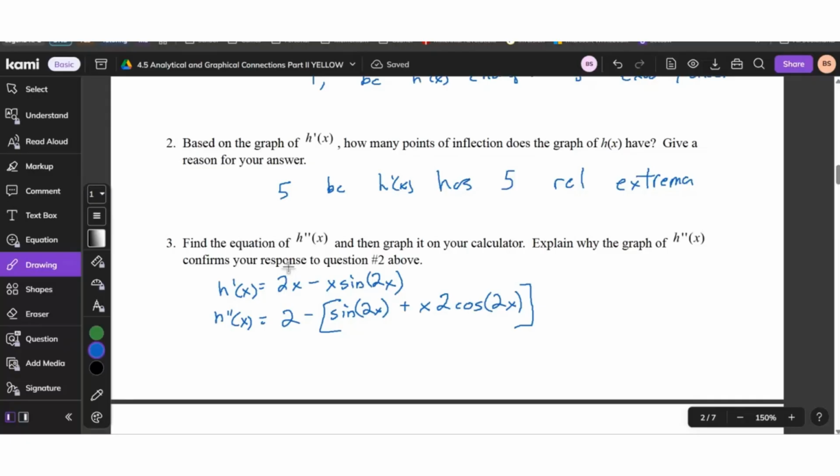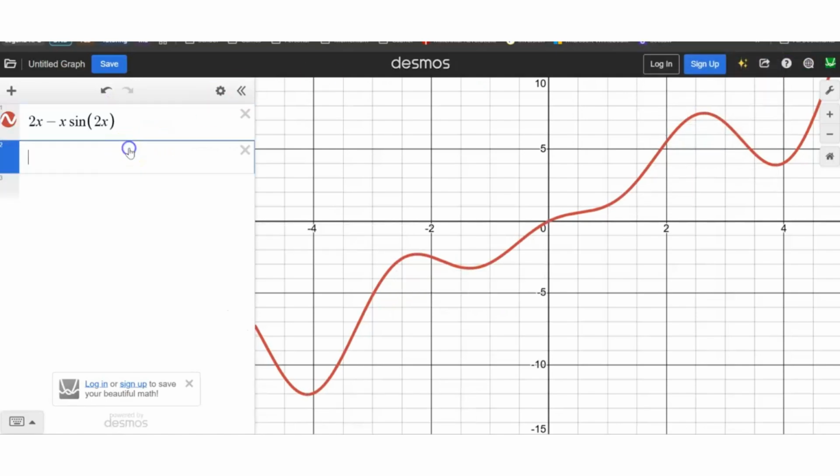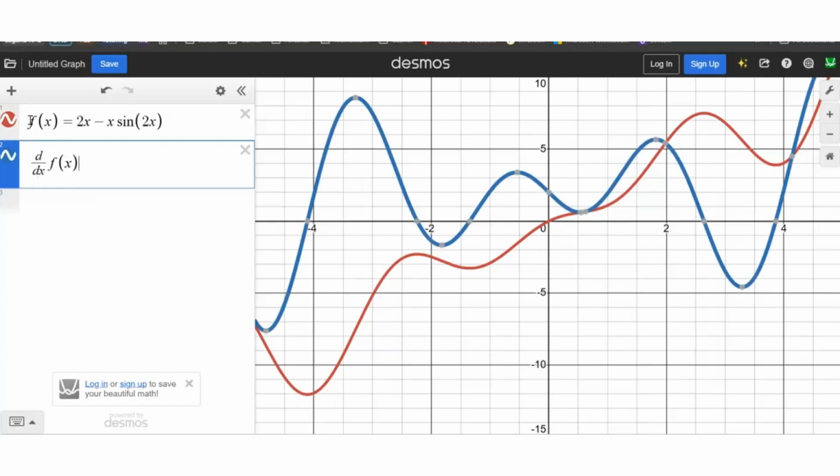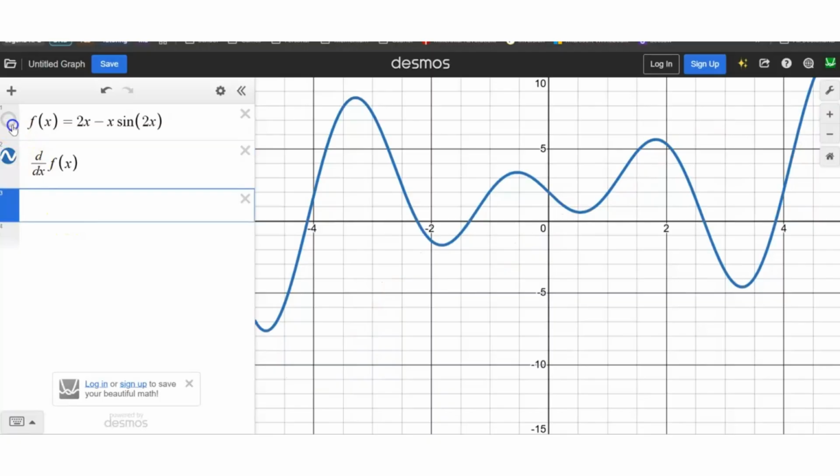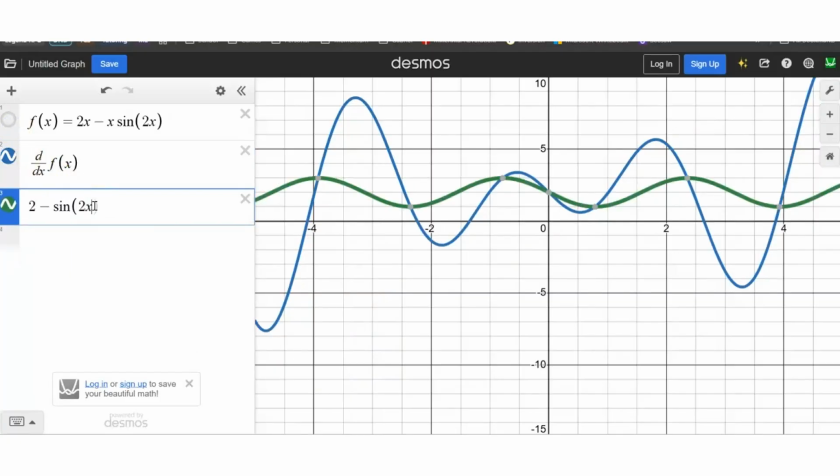And then I said to graph it and confirm our answer. So let's graph it. We can even do it the fancy way. We can call this f of x, and then we can say d dx of f of x. Now, just to prove to you that that is actually what we needed, this was 2 minus sine 2x minus 2x cos 2x. There, see? So you can take the shortcut or not, doesn't matter to me.